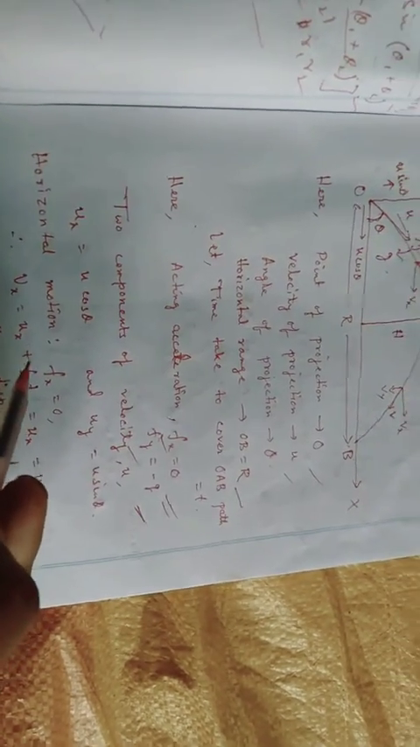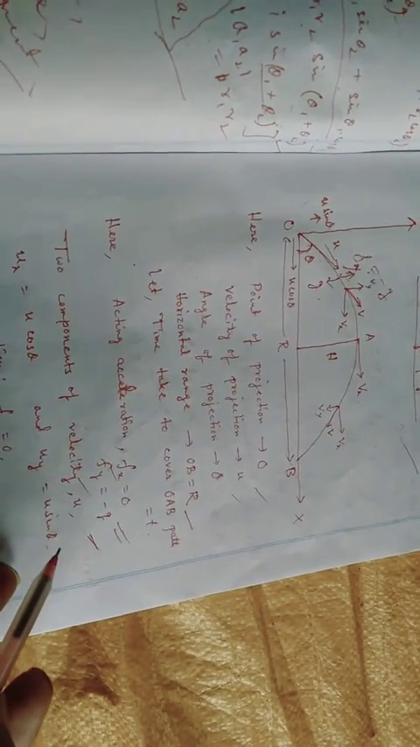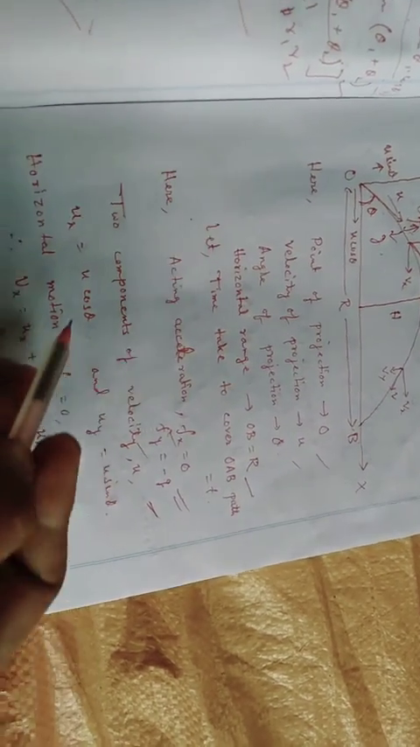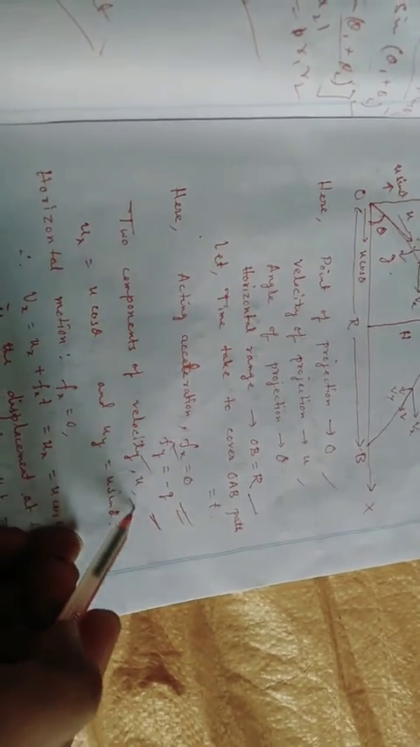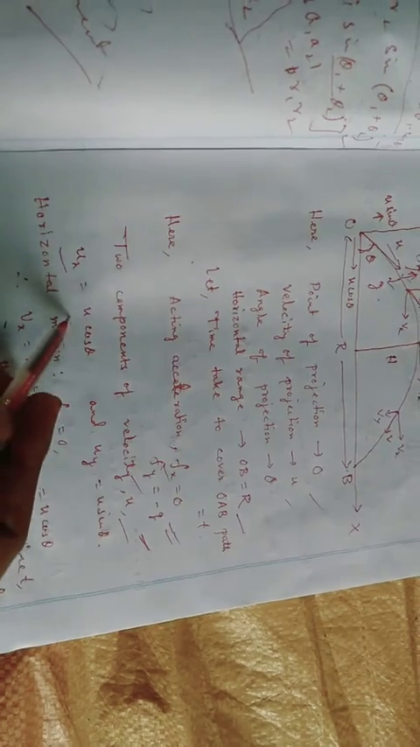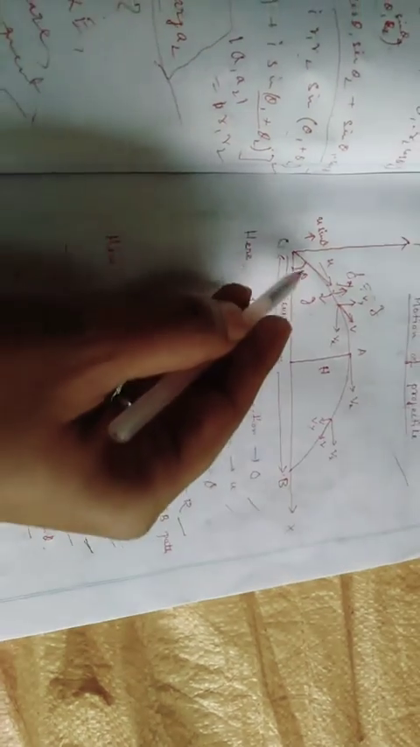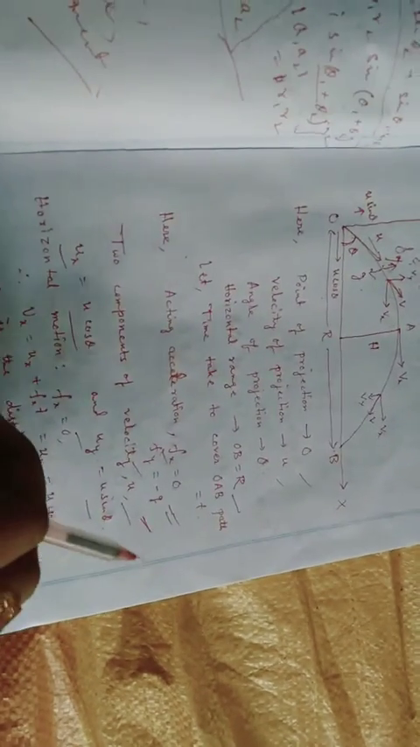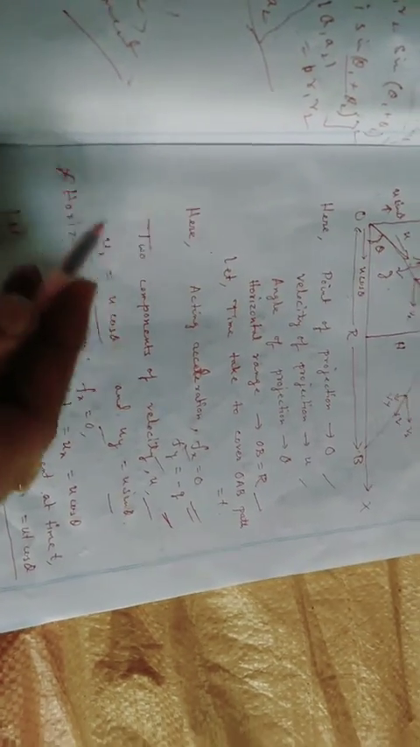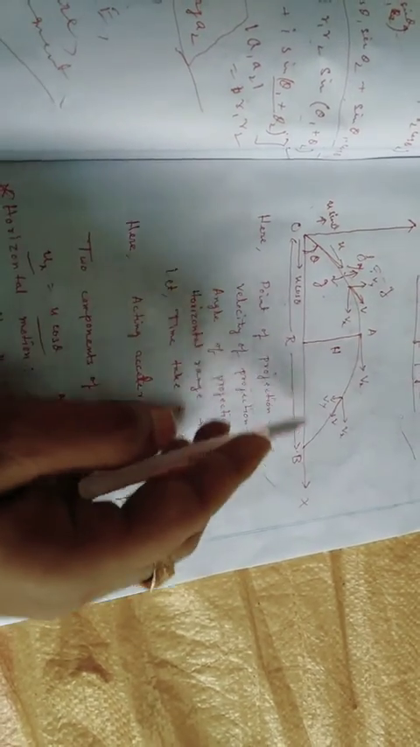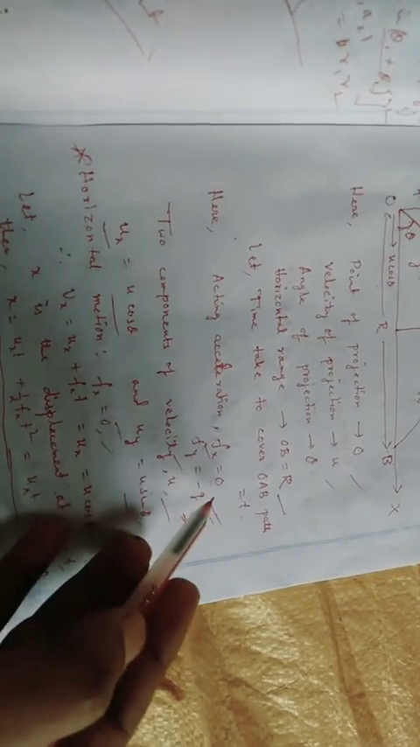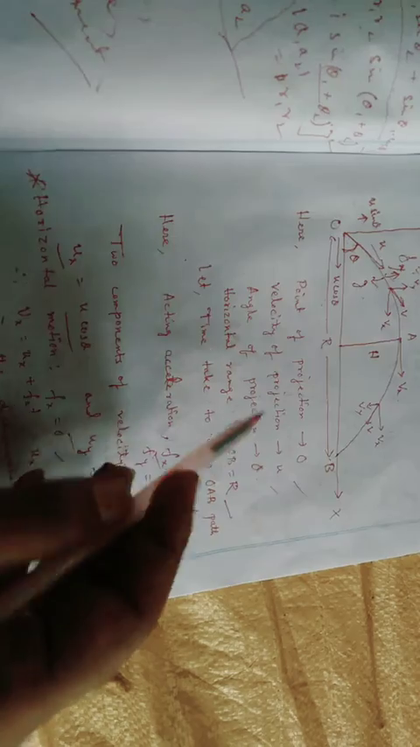Now the two components of velocity I have already taken: ux is u cos theta in this figure, and uy is equal to u sin theta. Now I will first find out the horizontal motion. What will be the motion along this horizontal line? Here I have already said that no acceleration works along the horizontal line, so fx will be 0.